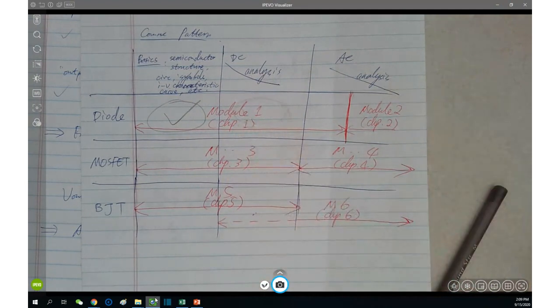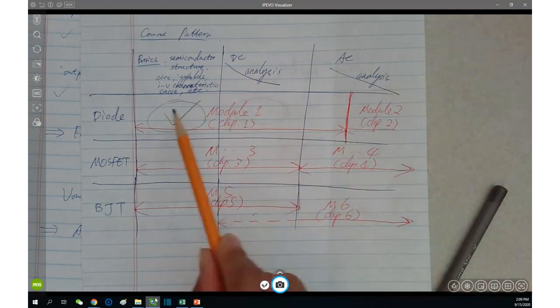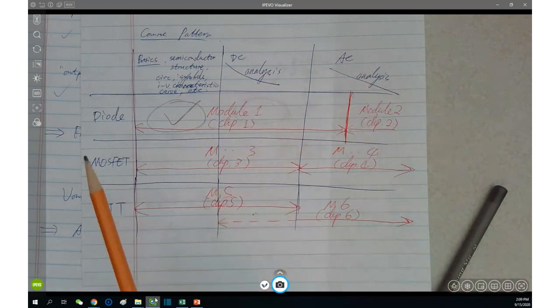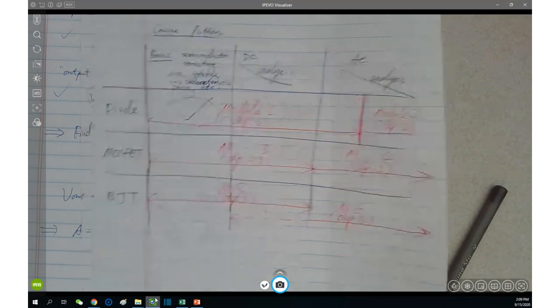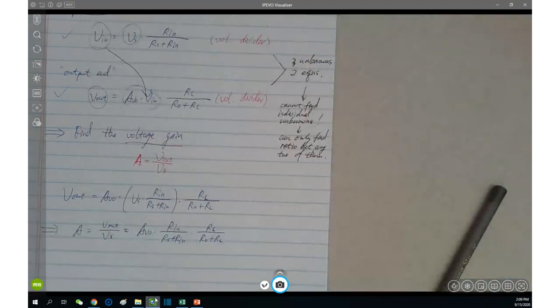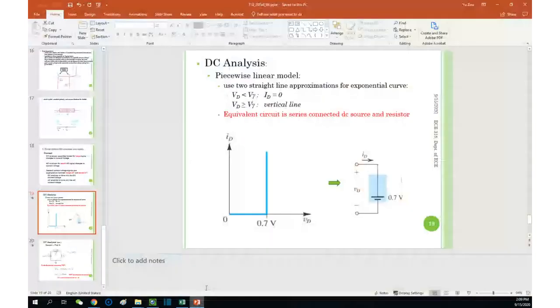And same pattern, three columns for MOSFET and BJT. All right. So this is, again, always be clear where you're at, okay? And the organization and the structure. Always be clear on these things. All right. Now let's go back to the PowerPoint slide here.